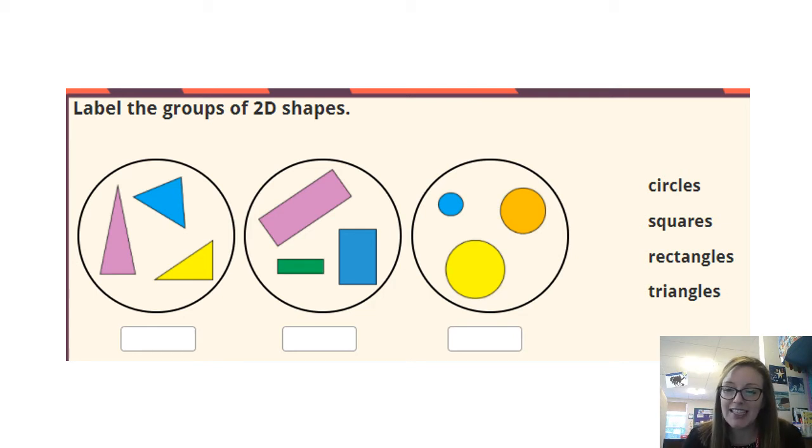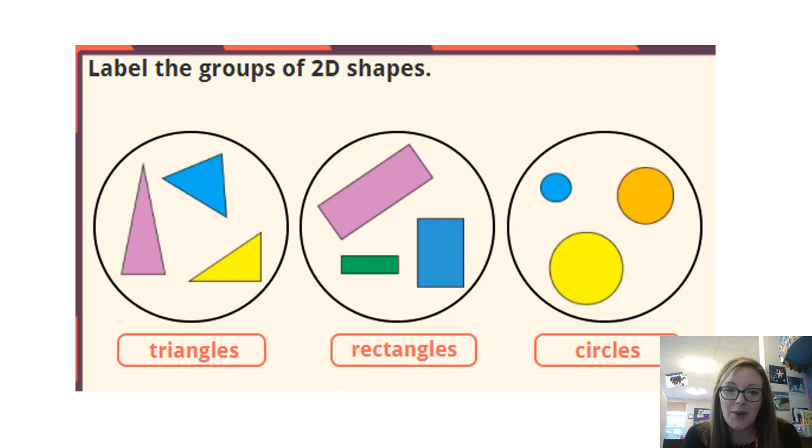Okay, let's have a look at the answers now. So you can see the first group were all triangles. They all have three sides, they all have three corners. The middle group were rectangles, and rectangles all have four sides and four corners, but remember rectangles have got two long sides and two short sides. So well done if you remembered that and you labelled that with rectangles. And the last one were circles. All of those shapes have one side and no corners, so they are circles. Well done.